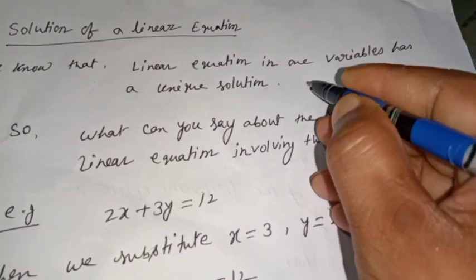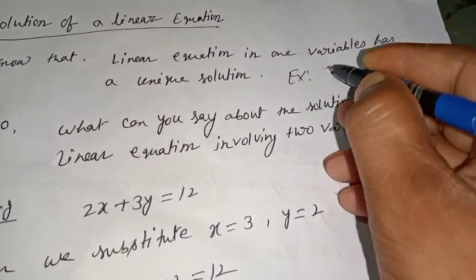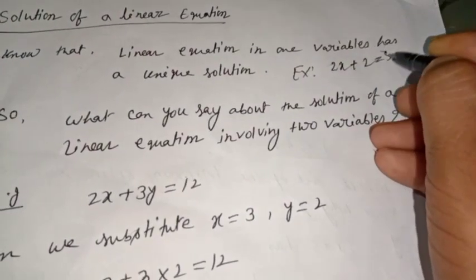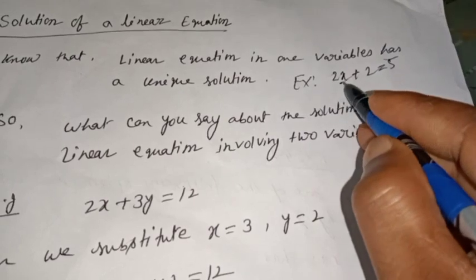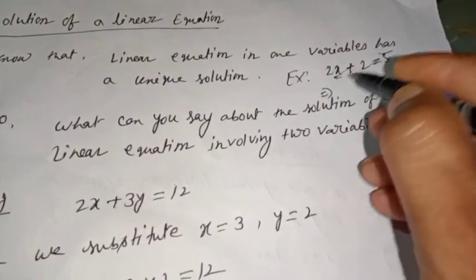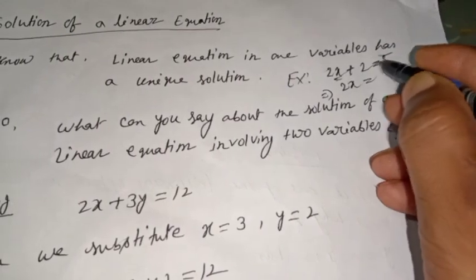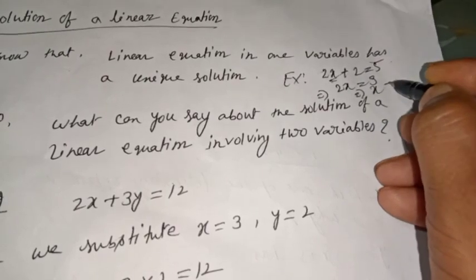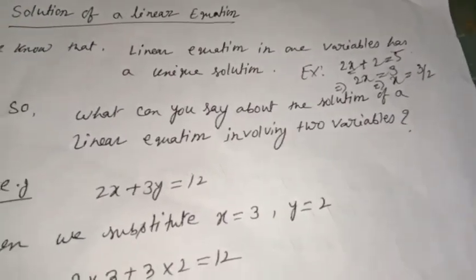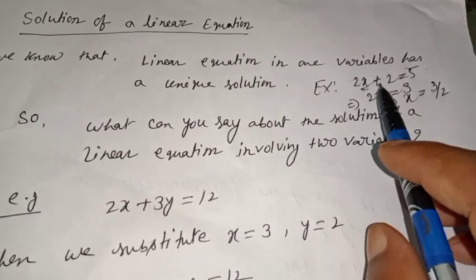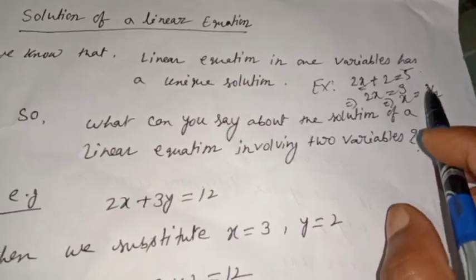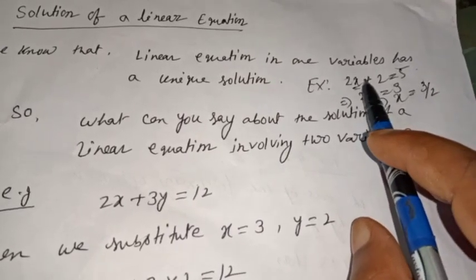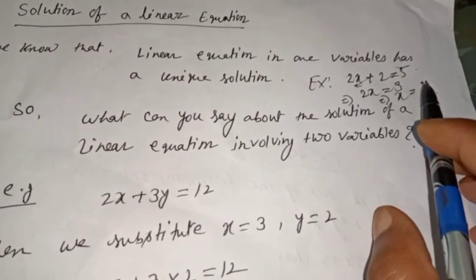Suppose you have the linear equation 2x plus 2 is equal to 5. This is a linear equation in one variable because only one variable is here. In this case you can find the solution like this: 2x, then if you transfer 2 to the right hand side, 5 minus 2 is 3. Therefore the value of x will be 3 by 2, and this 3 by 2 is the solution of this linear equation in one variable. Other than this value of x, you cannot find any other value for this equation. Understood? That is why this is a unique solution.